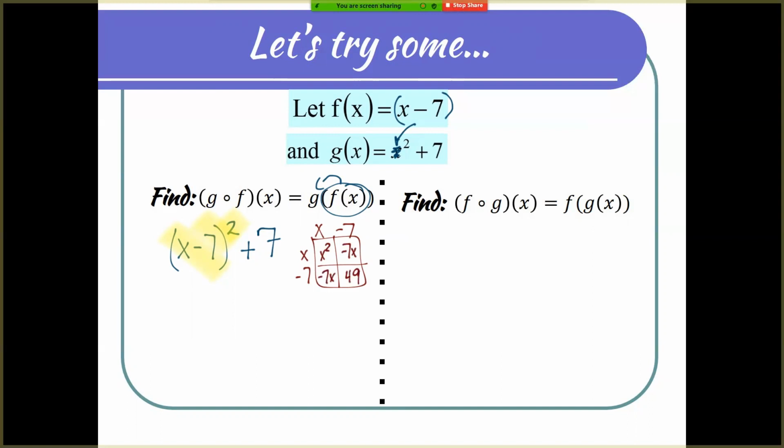So when I fill out my box, x times x is x squared, negative 7 times x is negative 7x, negative 7 times x is negative 7x again, and then negative 7 times negative 7 is positive 49. So this highlighted section actually becomes x squared minus 14x plus 49, and then this plus 7 comes down.